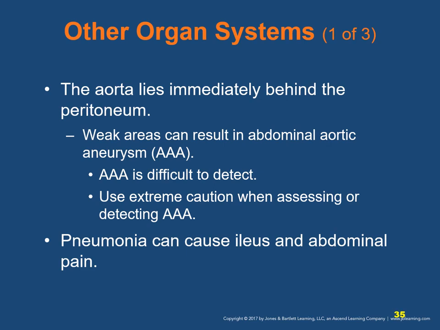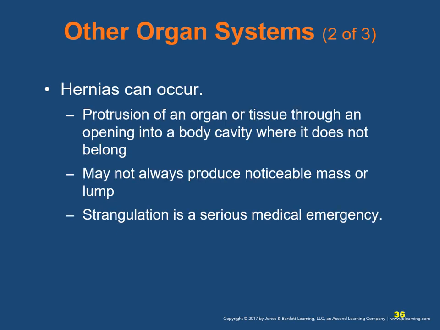Pneumonia, especially in the lower lungs, can cause ileus and abdominal pain. A hernia is a protrusion of an organ or tissue through a hole or opening into a body cavity where it does not belong. Hernias can occur as a result of the following: a congenital defect, such as around the umbilicus, a surgical wound that has failed to heal properly, or a natural weakness in an area, such as the groin. Hernias may not always produce a noticeable mass or lump.